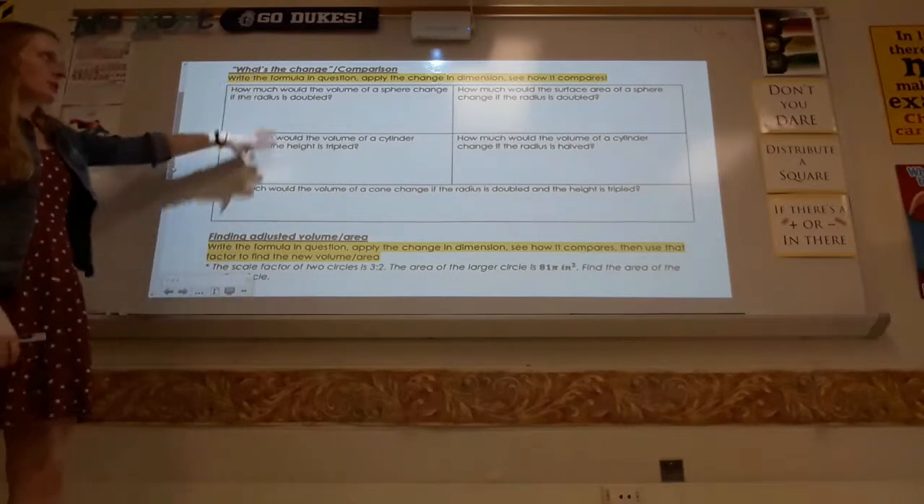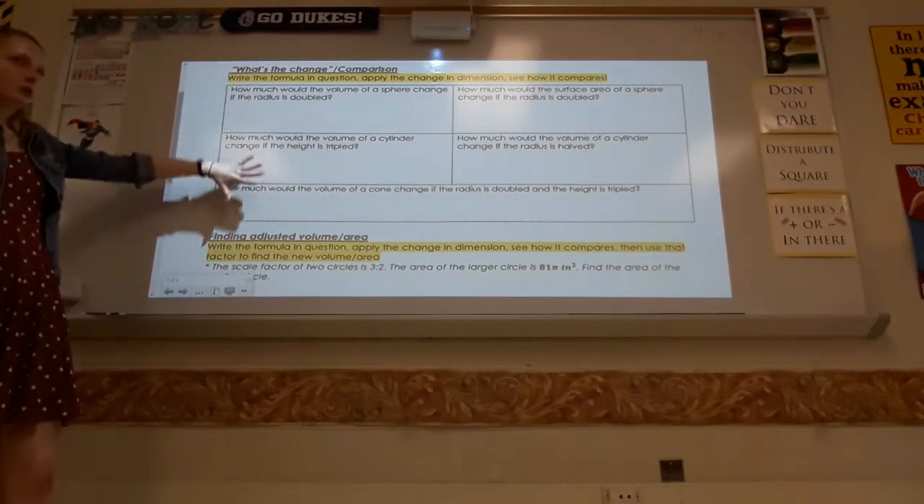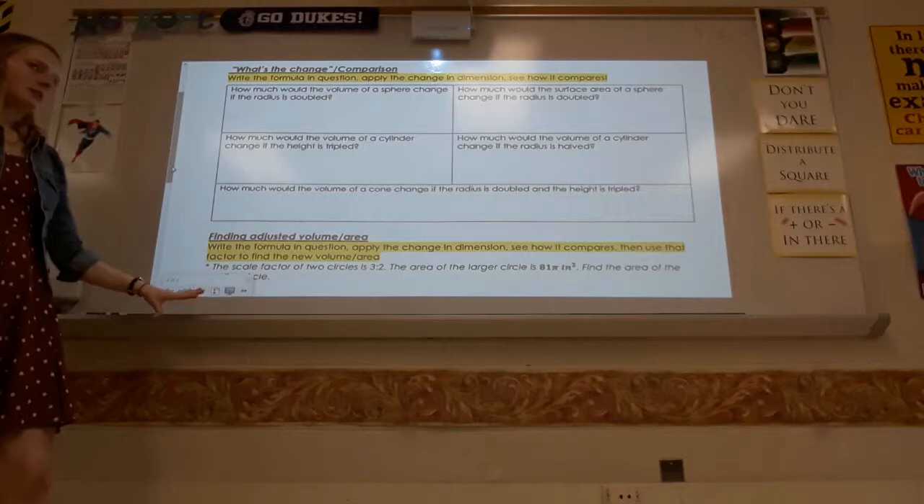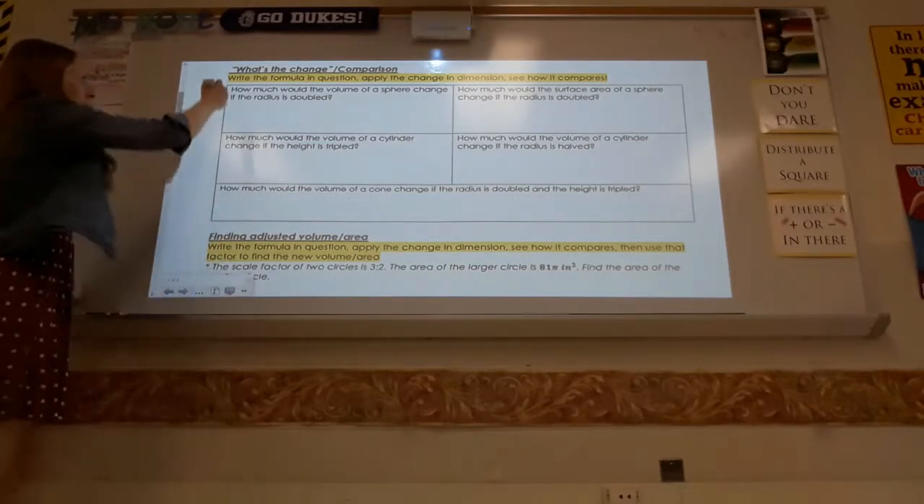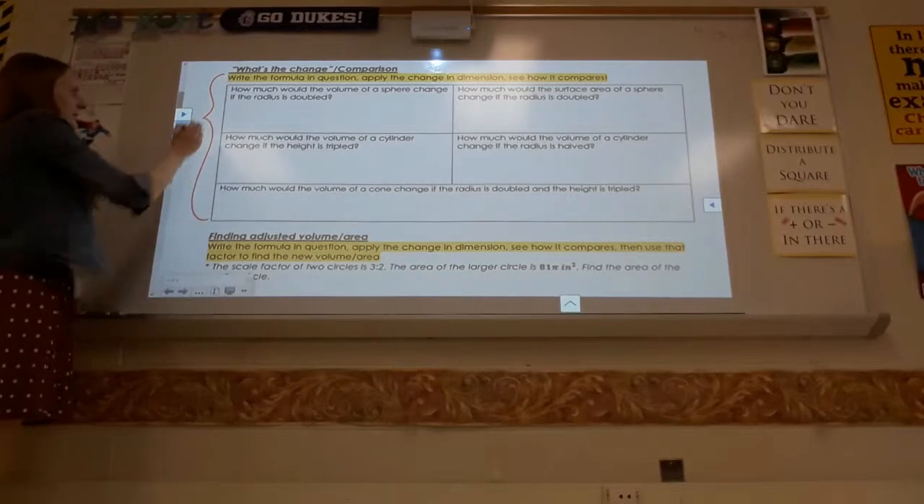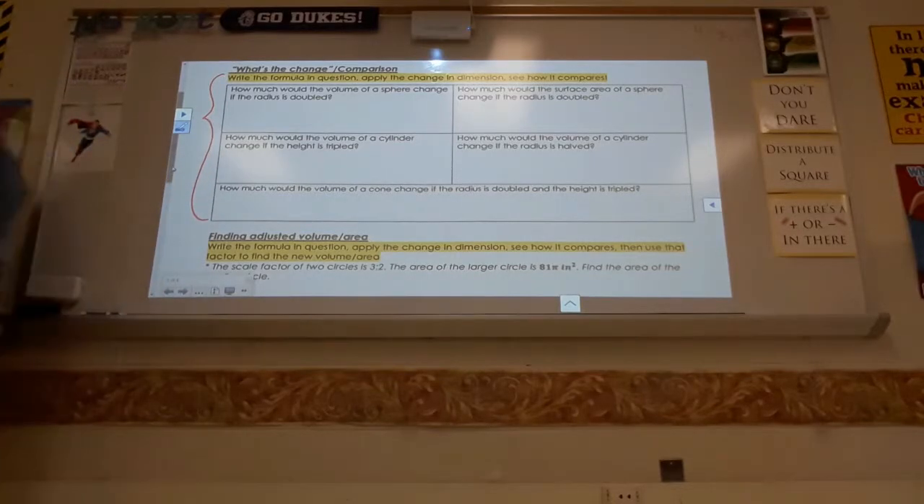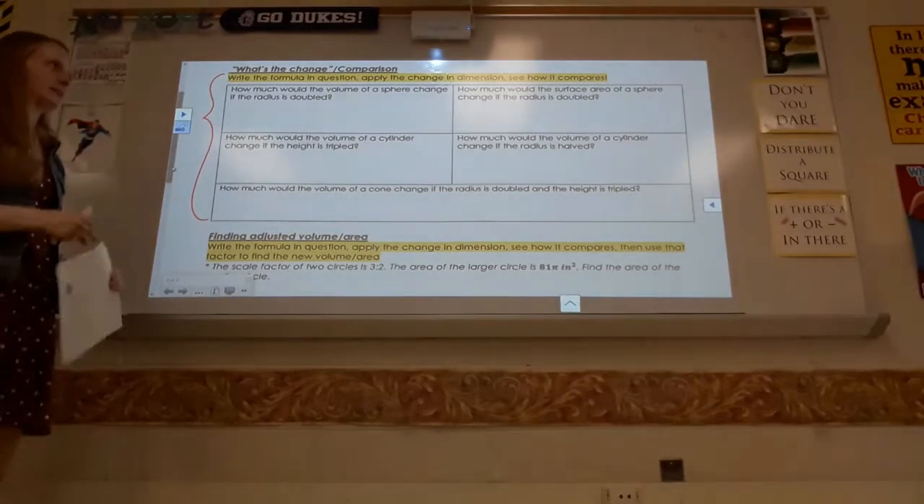This little section is just figuring out what the change is. The next little section is once you find what the change is, then actually find the value. So we're just going to start with this one. This is our foundation. It's really simple how you would do this. You'll be like, oh, I can do that in like 10 seconds.